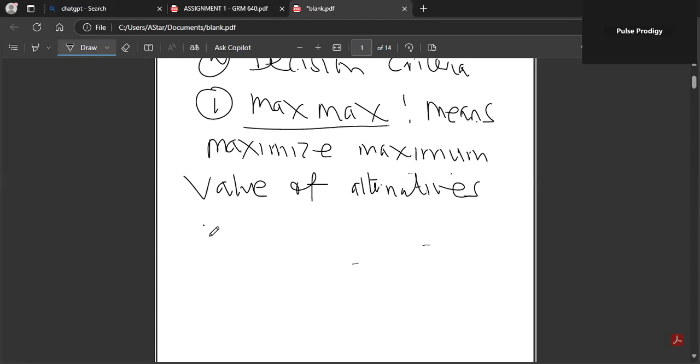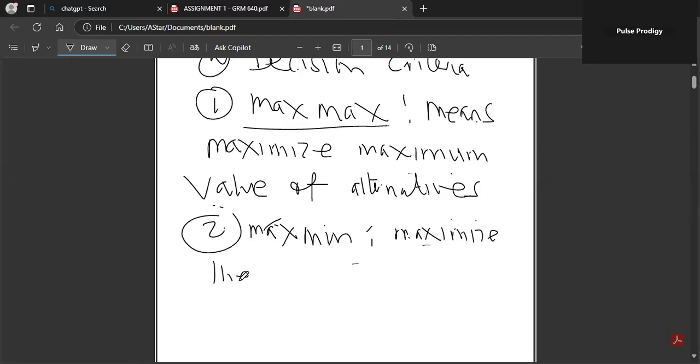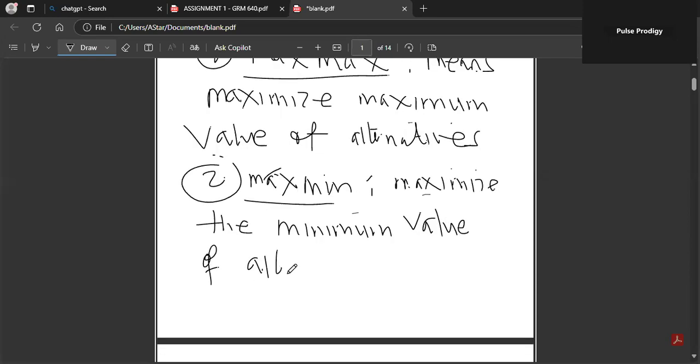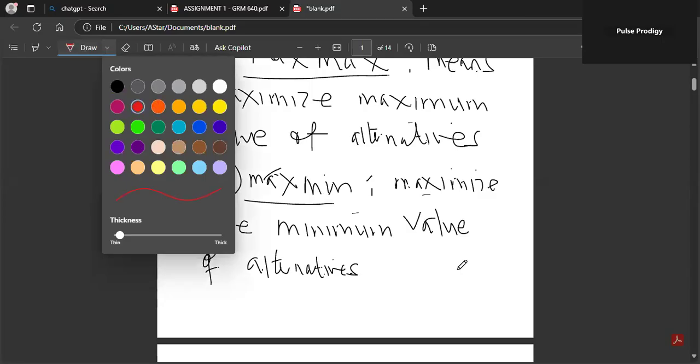Then the other one is maximin. Maximin means maximize the minimum value of alternatives. Okay, that is on the aspect of maximin.